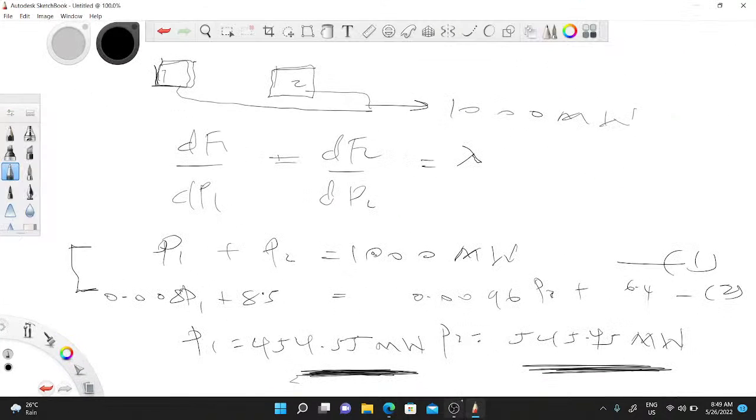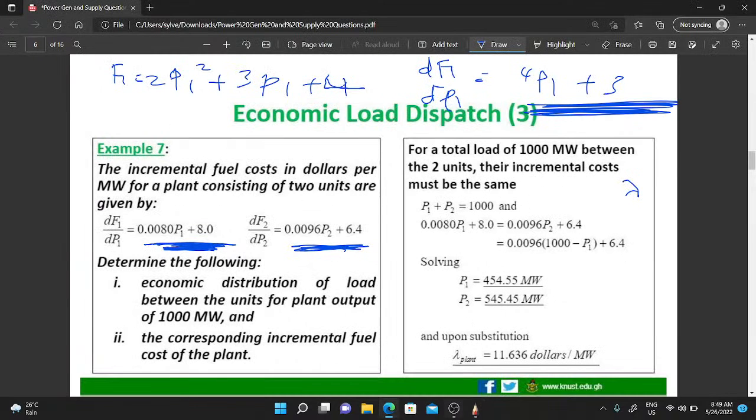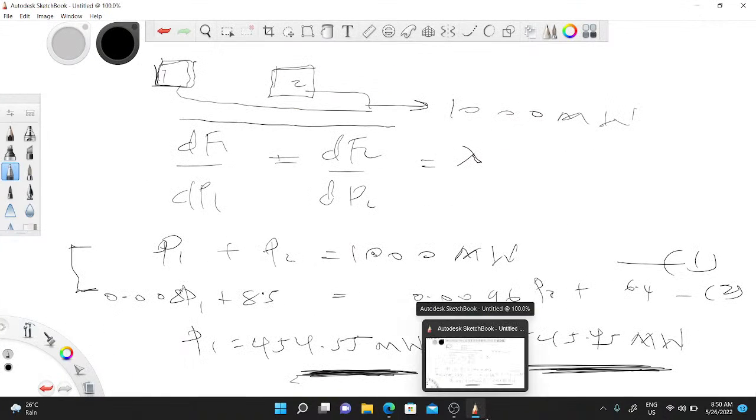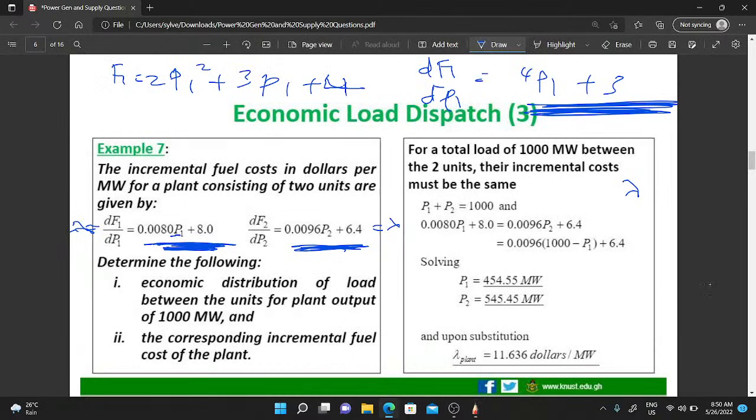So we know this, right? Now that I found P1 and P2, I can just put it inside. If I put P1 here to give me a lambda, it should give me the same answer as if I put P2 here. If you check, you get $11.636 per megawatt. So hope this is revision enough. I mean, you are remembering the things that you've learned. Right. Let's move on, please.